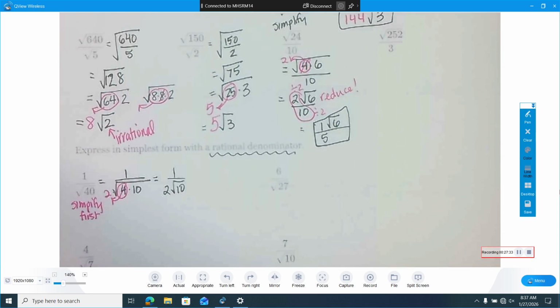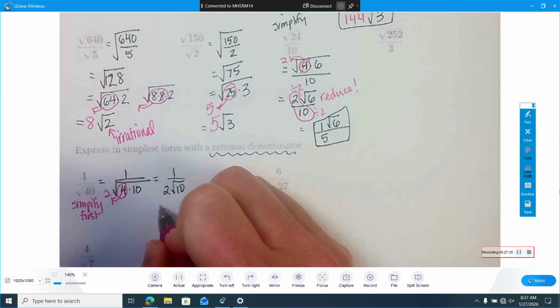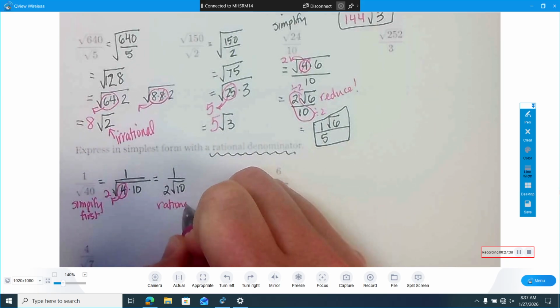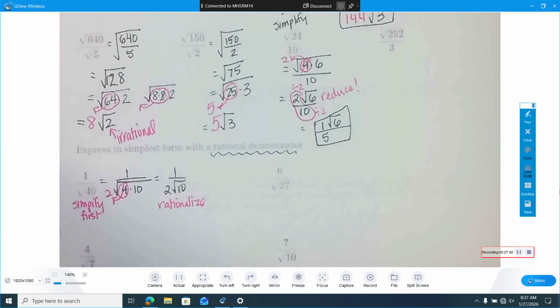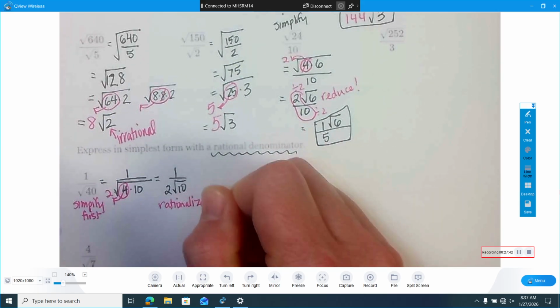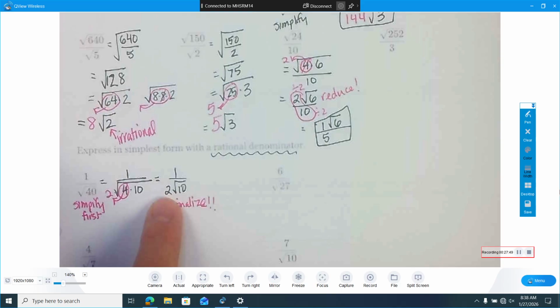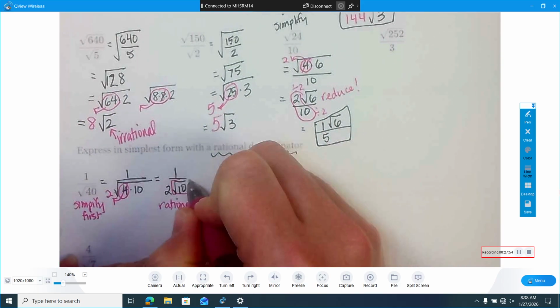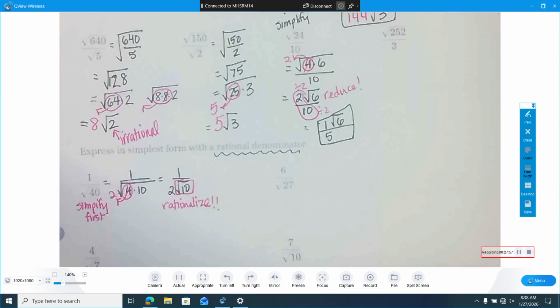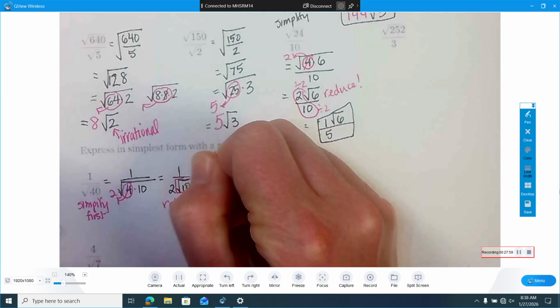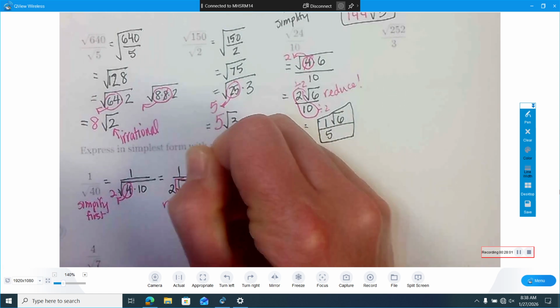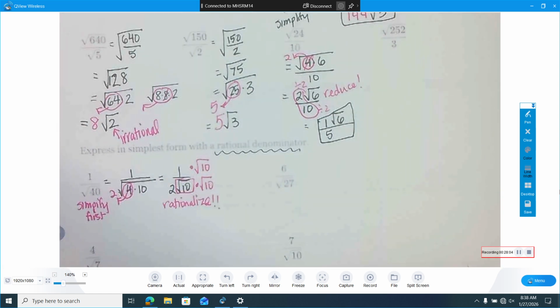Now, what we have to do here, we've simplified, we must rationalize. And what rationalizing is going to do is it's going to get rid of the radical in the denominator for us. And that's the issue here. We don't want the radical. Is the 2 okay? The 2 is fine. I don't want the radical. That's not okay. So what we're going to do is we're going to multiply top and bottom by whatever that radical happens to be.